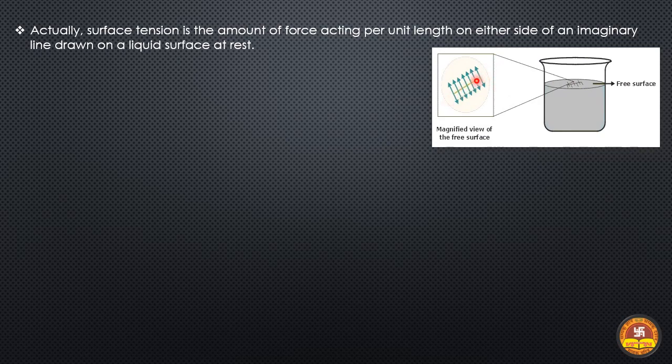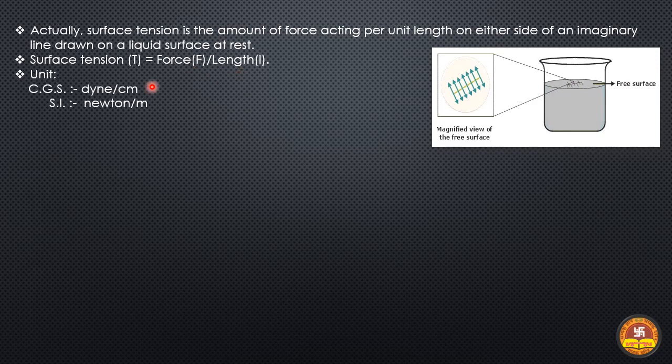Now the force acting on either side of this line, either left side or right side, and this amount of force acting per unit length is known as the surface tension of that liquid. It is expressed in terms of force and length, so force divided by length. So the units are dyne per centimeter in the CGS system, and Newton per meter in the SI system. The dimension of surface tension is MT to the power minus 2, because the dimension of force is MLT to the power minus 2 and the dimension of length is L. So L cancels out, so what remains? MT to the power minus 2.